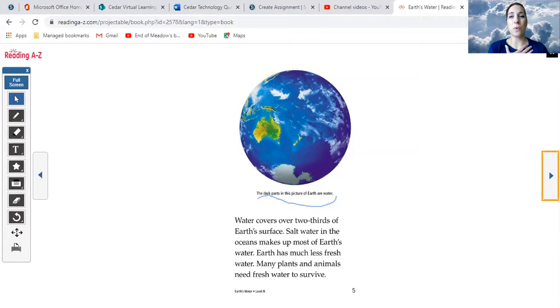If we were to drink the salt water, it would, 1, taste super nasty, and 2, it would give us a tummy ache. Now, if you look here, I underlined this label because I wanted you to notice that a nonfiction text often has labels with its pictures, and I wanted us to make sure that we're reading those labels. So the dark parts in this picture of Earth are water. So all of this is water.